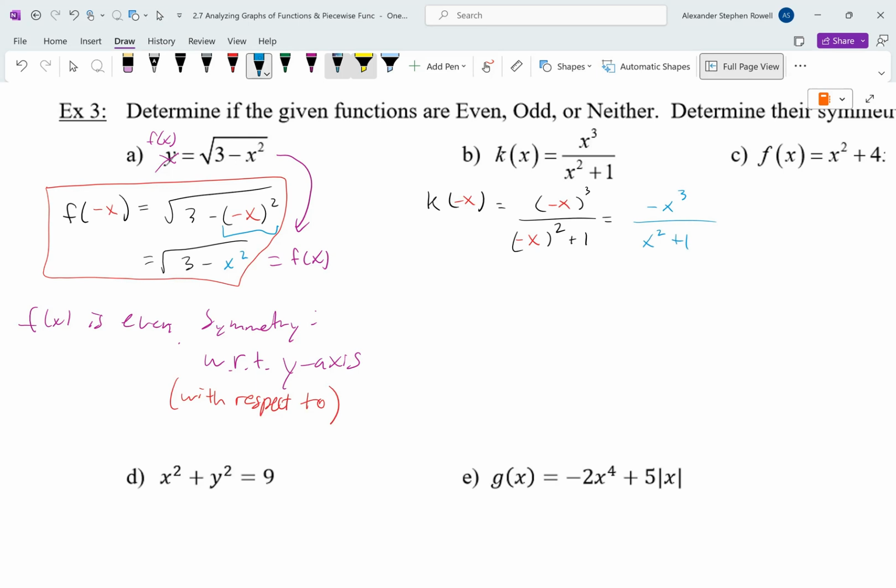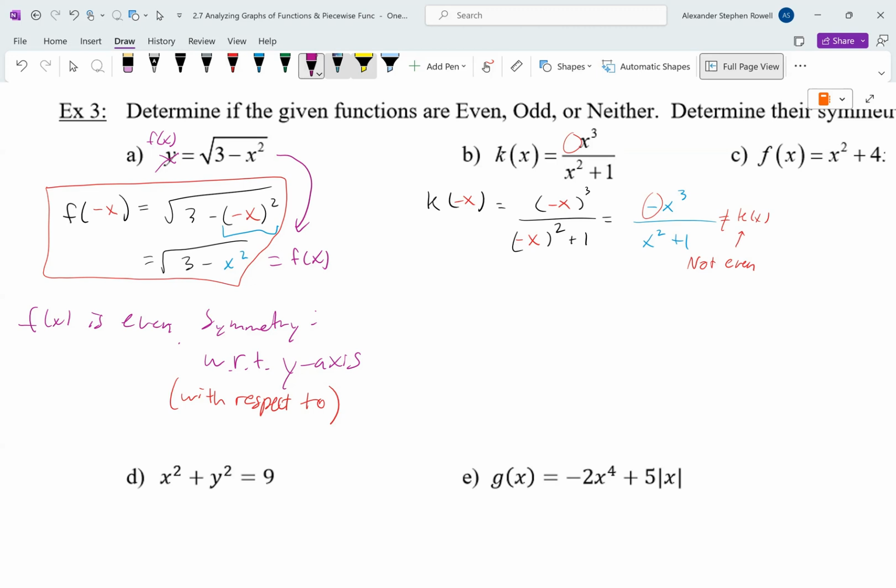Okay, did I get the original function back? It's definitely not equal to k of x, because this has a negative sign, this does not. So that means what? It's not even. It doesn't mean it's automatically odd. What do we need to check? What are we comparing it to?